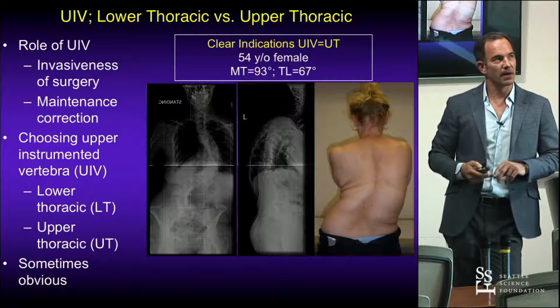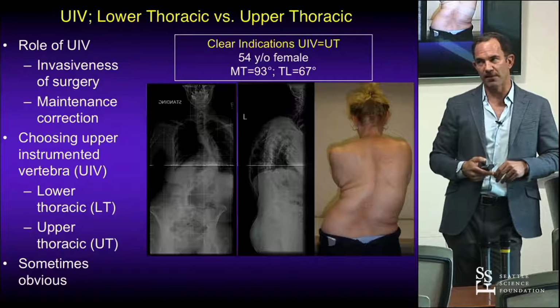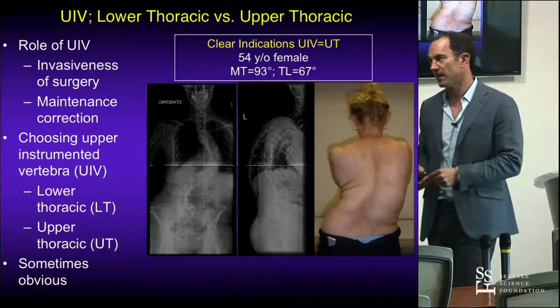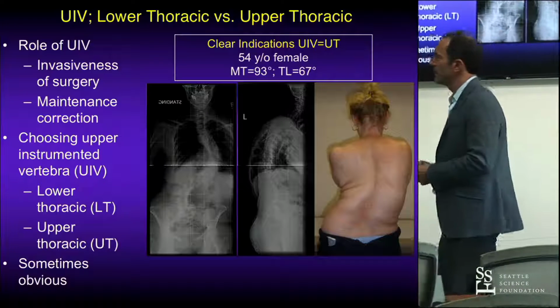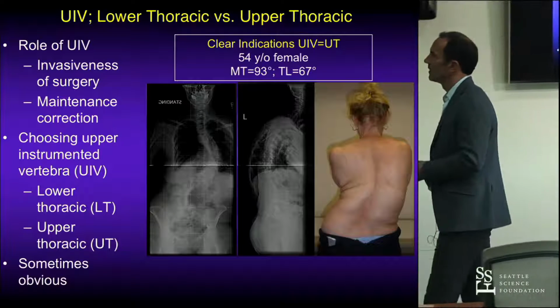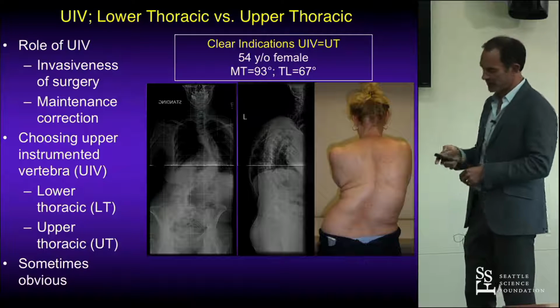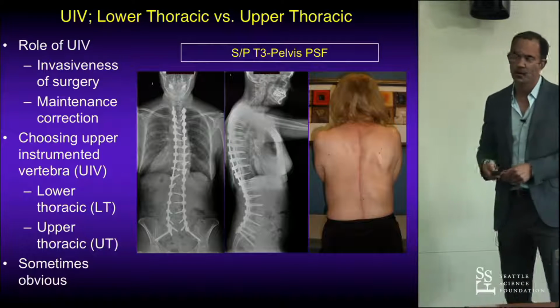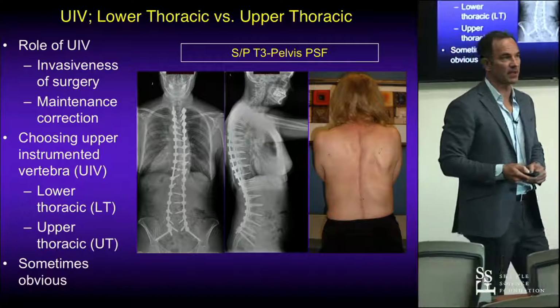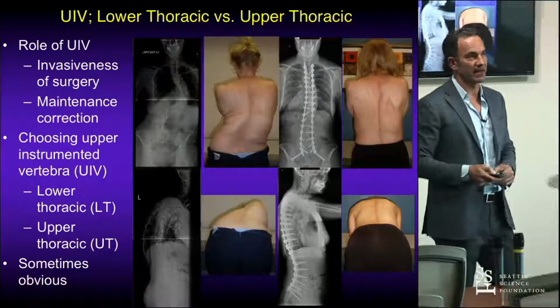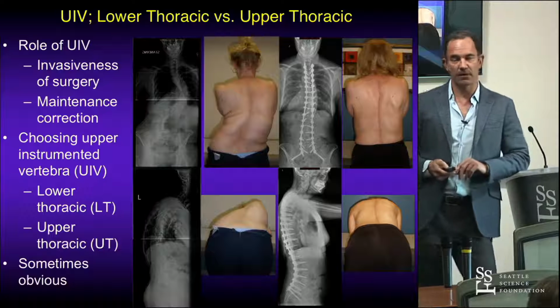In my mind, choosing between the UIV, upper thoracic versus lower thoracic, is sometimes obvious, sometimes problematic. Again, in this patient, with a large deformity, you're going to go to the upper thoracic spine. You know that. So on this patient, we went up to the upper thoracic spine, did multi-level osteotomies, got a fairly nice correction, and anchored down to the pelvis.